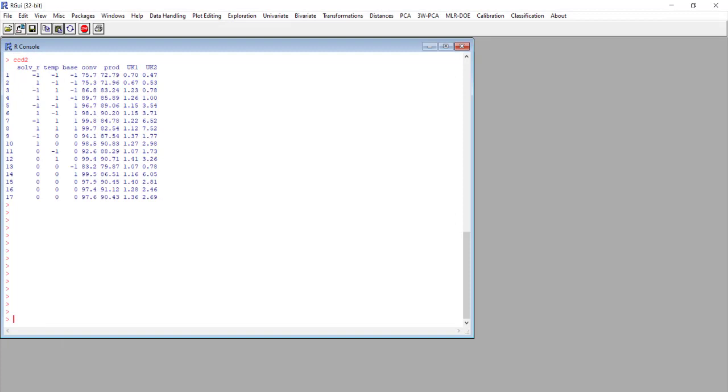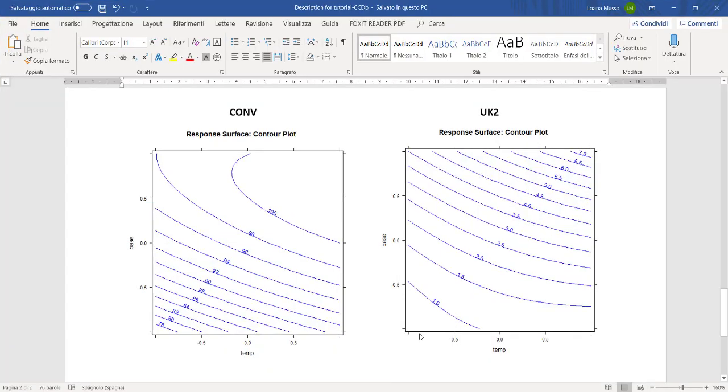We already imported in CAT this matrix that is CCD2, and that is composed of the first three columns that are the columns of the variables, and four columns that are the responses, in particular conversion, percentage of product and percentages of unknown impurity 1 and unknown impurity 2. The 17 rows correspond to the performed experiments. We already performed the model computation for all the different responses, and in particular for conversion and unknown impurity 2 we obtain this kind of situation.